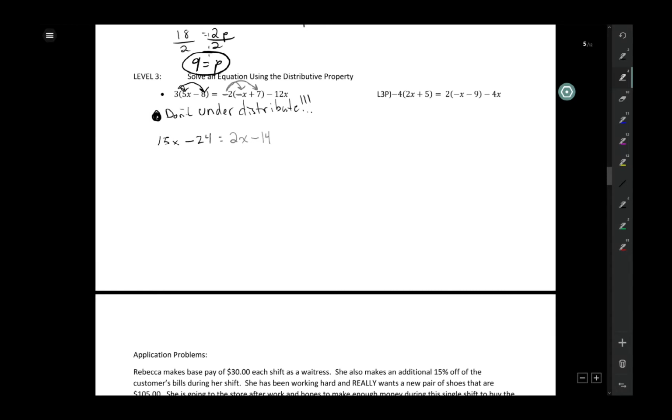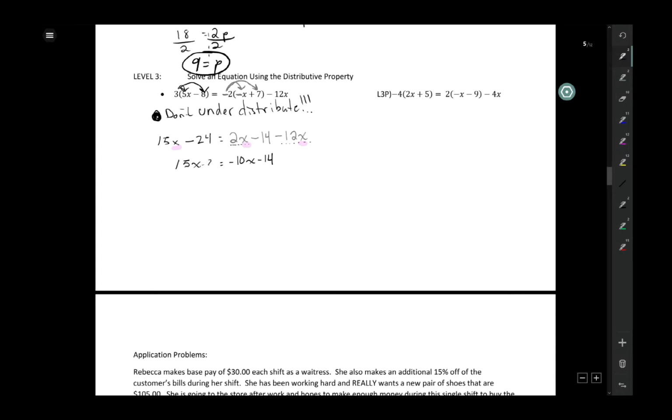-12x is not part of this group. Okay, he's not part of this crew. He's doing something else. So we don't need to distribute to it. You just write down the negative 12x. Now, we got lots of variables here. We have this x, we have this x, we have this x. So let's just kind of make them a little nicer. So we have 2x minus 12x. That's negative 10x minus 14. All I did was combine these x's.